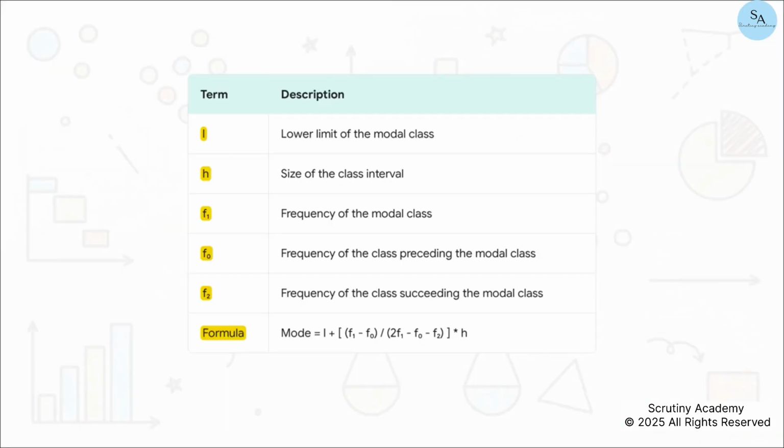And here's the formula for the mode. It might look like a lot, but it's all about finding one key piece of information first, the modal class. And that's just the fancy name for the class interval that has the highest frequency. Once you spot that, everything else just kind of falls into place.